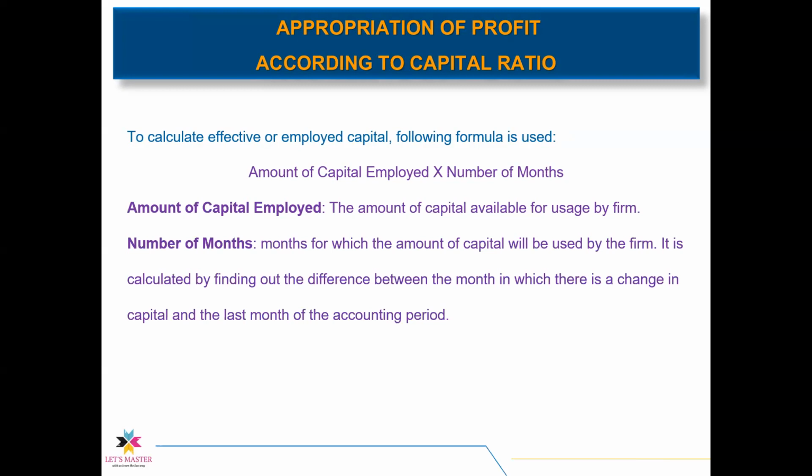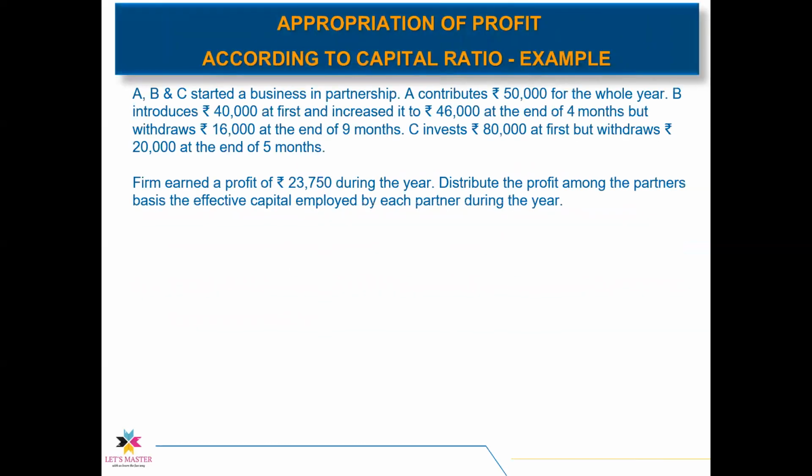It is calculated by finding out the difference between the month in which there is a change in capital and the last month of the accounting period. If there is no change in capital contributed, then the opening balance of the capital account will be multiplied by 12 to calculate the effective capital or employed capital. Now, let's go through this example.